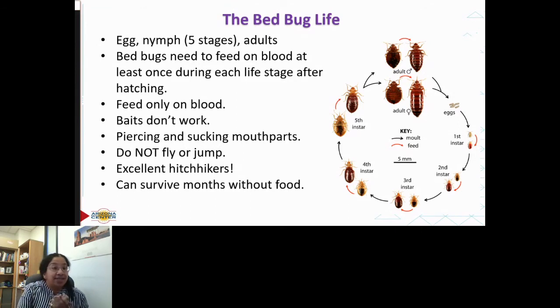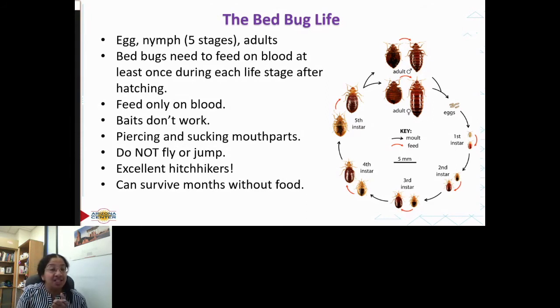Bed bugs have piercing and sucking mouth parts. They're not chewing type like cockroaches. See, that's different. They do not fly or jump. Cockroaches can fly. German cockroaches can fly. They're weak flyers, but they can fly. They can run pretty fast. Bed bugs cannot do that. They cannot fly or jump. The only thing they can do is walk. And they can walk pretty fast, especially if they're hungry and they sense a host. But not too fast, not like cockroaches.